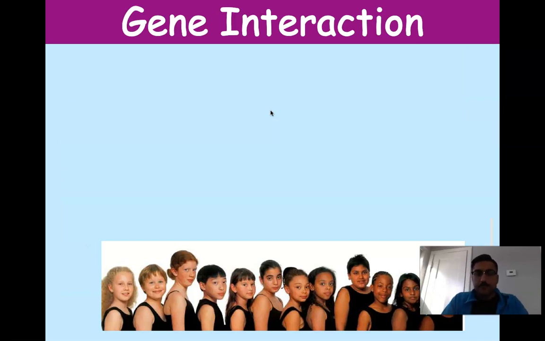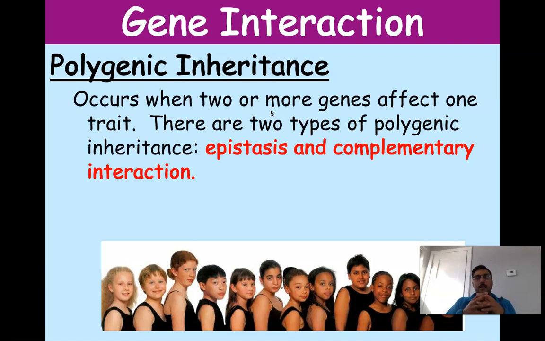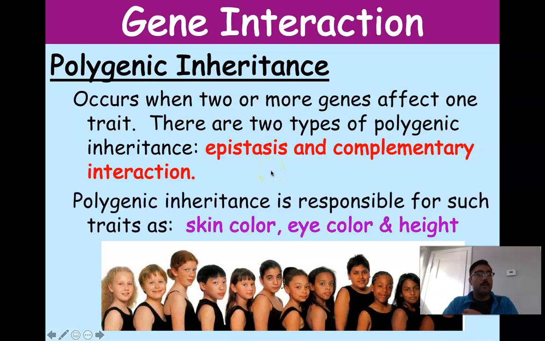A totally separate topic I want to talk to you about here is gene interaction, and specifically polygenic inheritance. So switching gears here, no more lethal alleles. Now we're talking about polygenic inheritance. Break it down: poly, many, genic, genes, inheritance. So many genes being inherited. What we're trying to say is that two or more genes affect one trait. What if I had two or more separate genes which affected the outcome, phenotype or genotype, of another trait? There are two types of polygenic inheritance: epistasis and complementary interaction. We'll work one by one here.